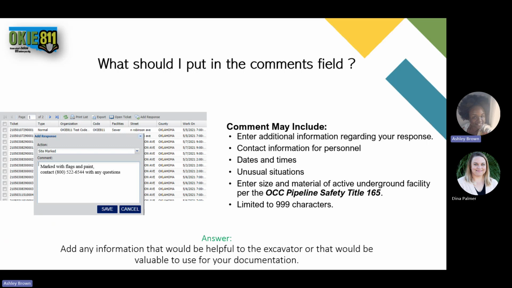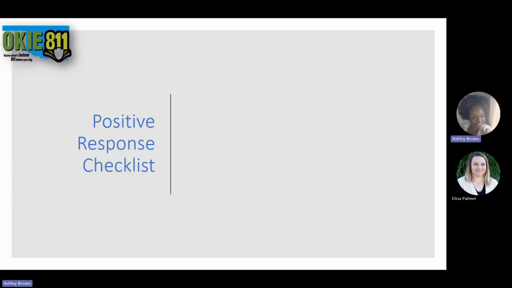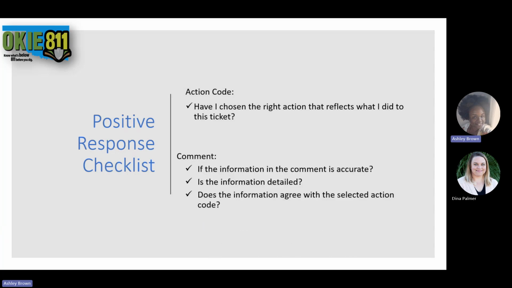You can include any additional information that would be supporting your positive response or even information about the size and material of your underground facility. Just make sure that your comment is limited to 999 characters. If you go to 1,000 characters, you will receive an error message. When you're submitting your positive response, you want to make sure that the response itself reflects what the locator did for that ticket. And then when you're submitting your comment, be sure that the information in the comment is accurate, detailed, and that it agrees with the positive response that you chose. We definitely do not want vague blanket statements here as they do not count as a positive response.